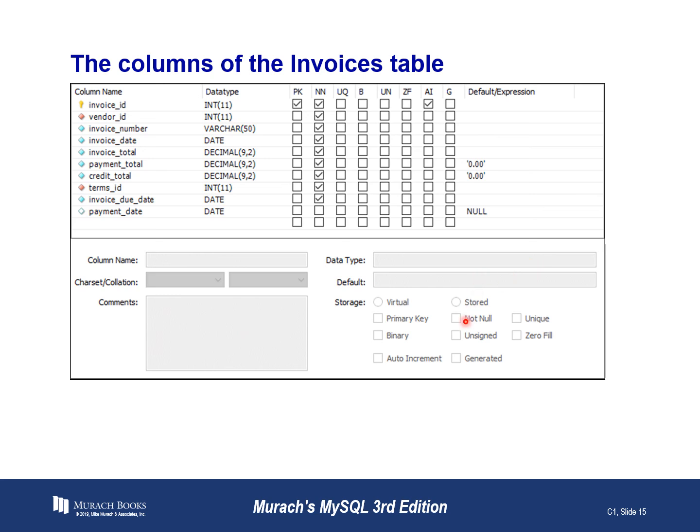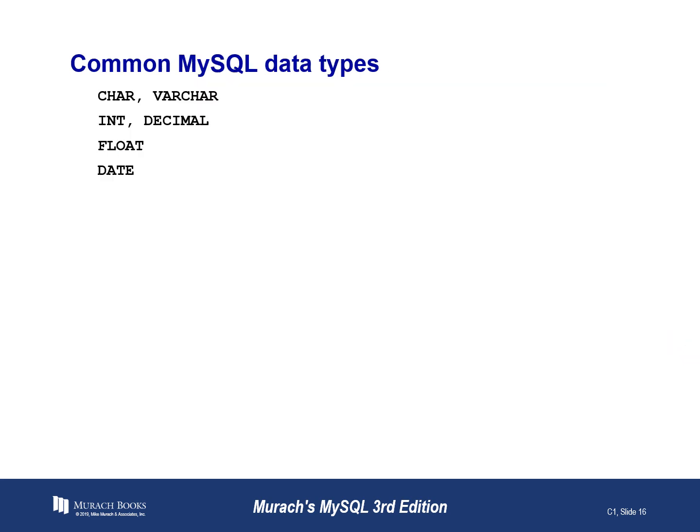For now, just note that the primary key of both the vendors and invoices table, vendor ID and invoice ID, are auto increment columns. Here, the invoice ID is auto increment. Vendor ID here is not auto increment because this is the invoices table. In the vendors table, the vendor ID is auto increment. Let's take a look at the next slide where we'll learn about some of the common data types.